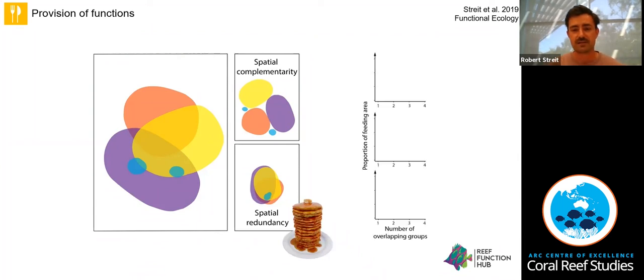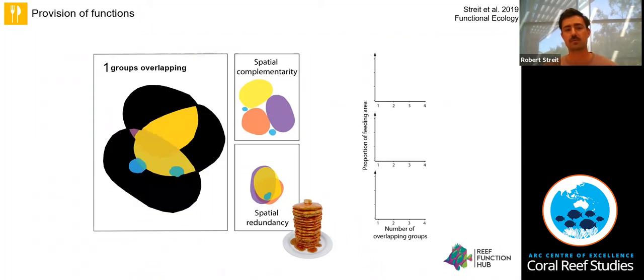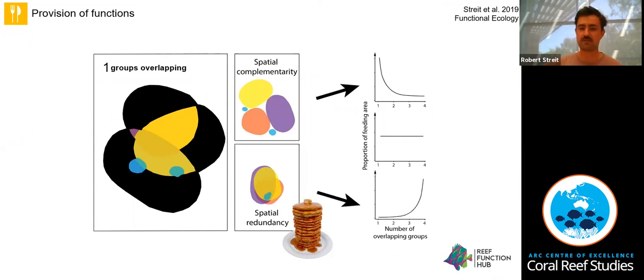And to quantify this, we can just count the proportion of area that is covered by 1, 2, 3, or 4 functional groups. So we can just count how much area is covered by 3 groups at the same location, what area is covered by 2 groups that overlap, and what area is covered by 1 group. And then we can plot that, and then with that we can do actual analysis. So spatial complementarity would have a pattern like this. We could have intermediate things, or we could have redundancy, where most of the area is covered by most functions.